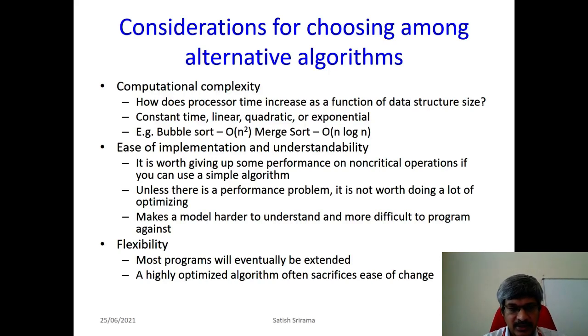In the simplest sorting case, which you might have already studied, bubble sort takes order of n squared. But there are certain efficient sorting mechanisms, such as merge sort, which on average takes order of n log n. Even quick sort also takes order of n log n, and there are several other algorithms. This is one of the main considerations in choosing an algorithm for that particular problem. So one is computational complexity.